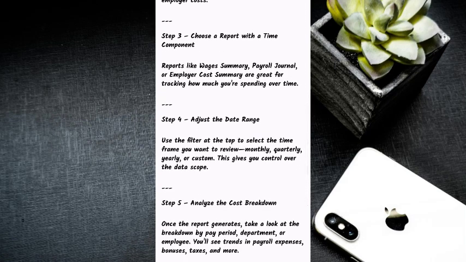Step 5, analyze the cost breakdown. Now, once the report generates, take a look at the breakdown by pay period, by departments, or by employees. You'll see trends in payroll expenses, bonuses, taxes, and more.